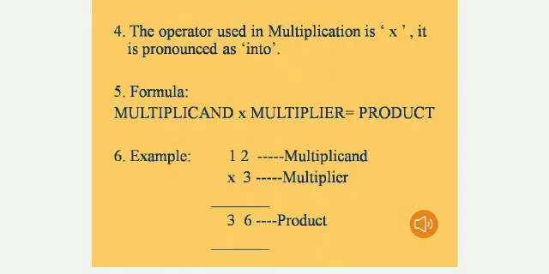Let us see the example in the sixth point. I have taken 12 into 3. The first term 12 we have to name as multiplicand, and the second term 3 we have to name as multiplier, and the operator used is into. Let us see the answer. Here also we have to multiply from the right. 3 twos are 6 and 3 ones are 3. When I multiply 12 into 3, I will get the answer 36. The result is called the product.